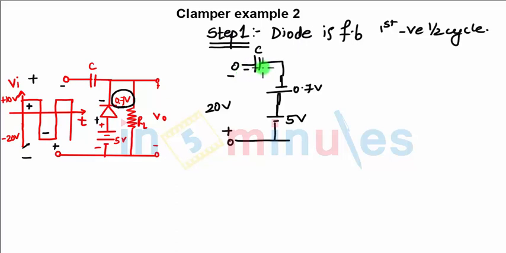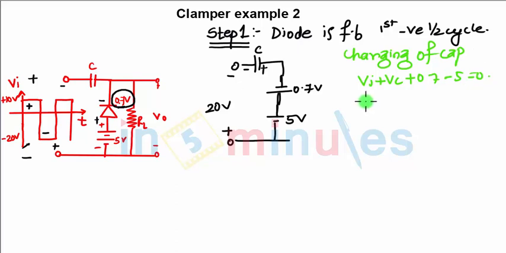Again, the charging of the capacitor will be negative positive because the diode is getting forward biased in the negative half cycle. So for finding the charging path of the capacitor, it will be Vi plus Vc plus 0.7 minus 5 equals 0. So your capacitor will charge to Vi minus 0.7 plus 5, because in the negative half cycle your Vi is minus 20 volts. So minus 20 minus 0.7 plus 5 will give you 24.3 volts.